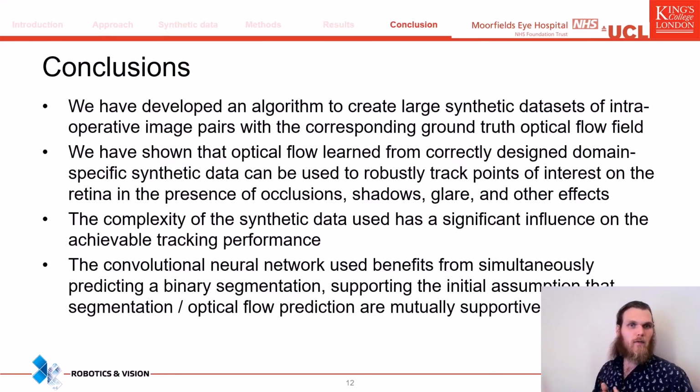And finally, we also saw that simultaneously predicting a binary segmentation, retina, non-retina, actually helps the optical flow prediction a little bit. So this supports our initial assumption that segmentation and optical flow prediction should be two mutually supportive tasks.